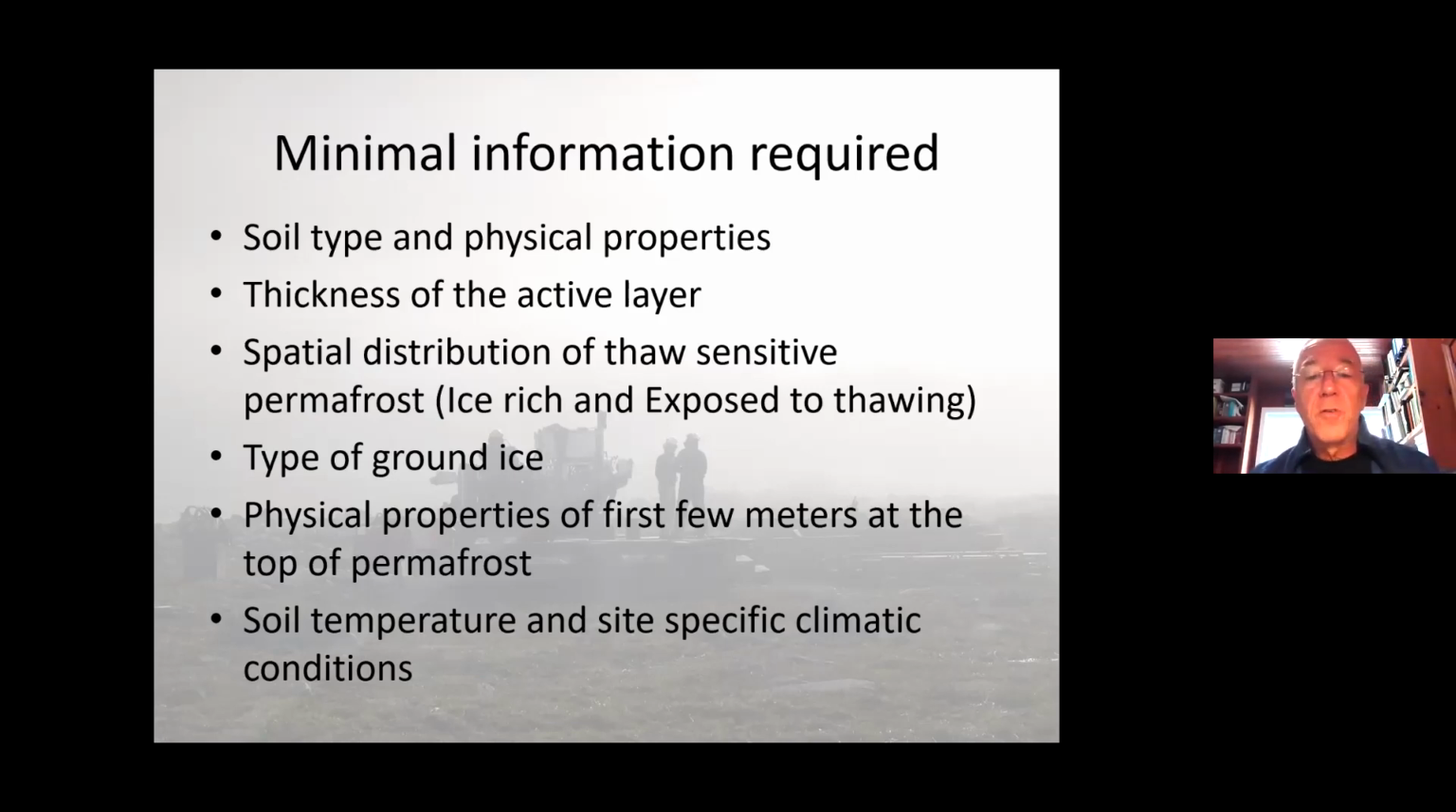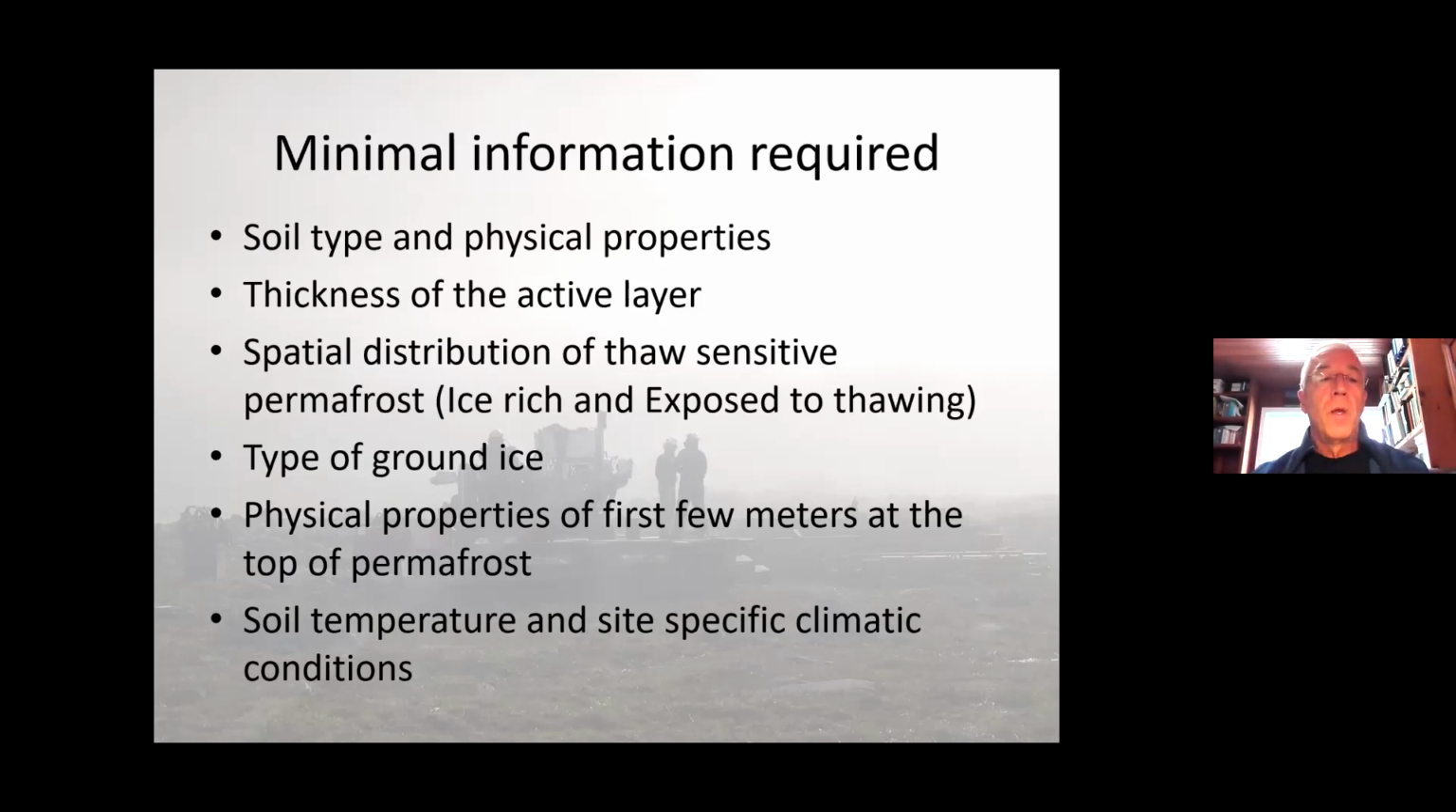You need to know the physical property of the first few meters at the top of permafrost. Again, this is extremely important because if the climate change or design cause the top of permafrost to melt, you need to know what you're going to have to deal with, what type of movement it's going to generate, what type of loss of bearing capacity you're going to get during thawing. So it's extremely important to know that. And the number of meters you need to be concerned about depends on the design life and the projection on climate change. So again, this is fundamental information.